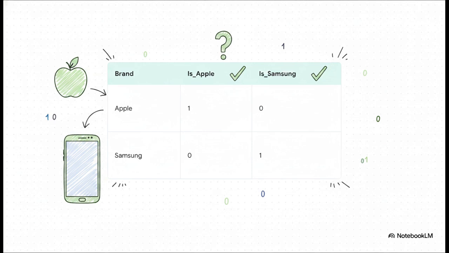So you make a new column called is_Apple. If the phone is an Apple, it gets a 1 for yes. If it's a Samsung, it gets a 0 in the Apple column, but a 1 in a brand new is_Samsung column. This is hands down the safest way to prep unordered categorical data because it totally stops the computer from trying to do accidental math.